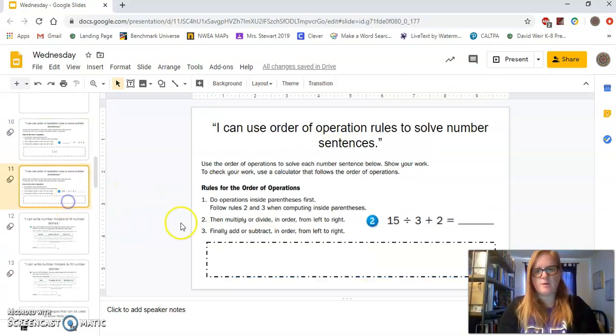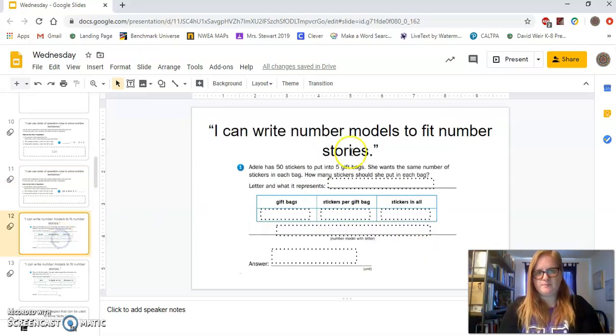And then here is your practice problem, which you had earlier this week. So I will give you a hint for this one since you've already done it, is that this 15 divided by 3 needs to happen first. Okay, moving on. I can write number models to fit number stories. Okay, so we had done this in class before we ended up on distant learning.